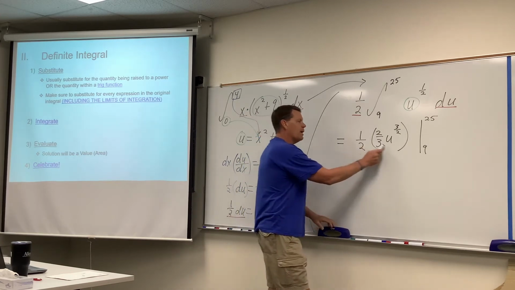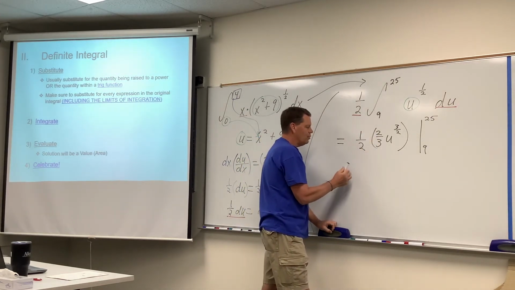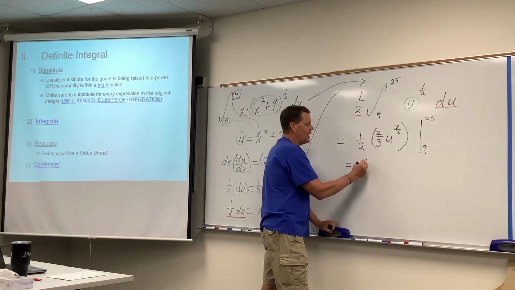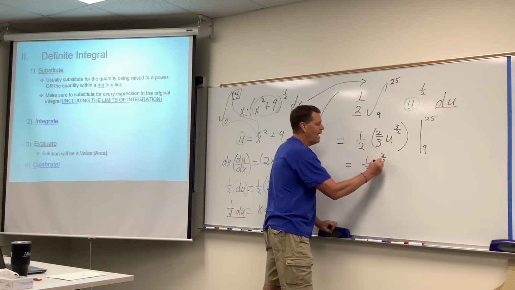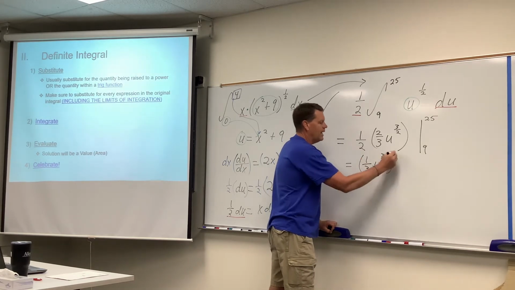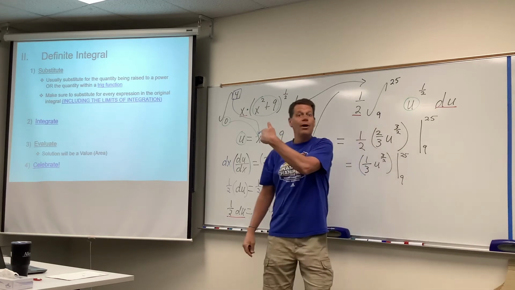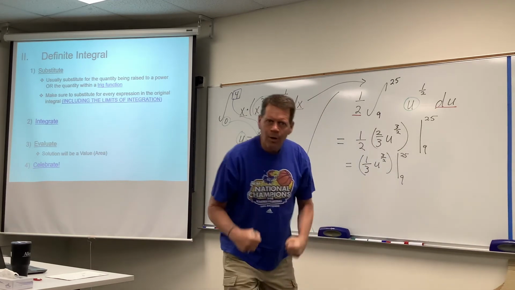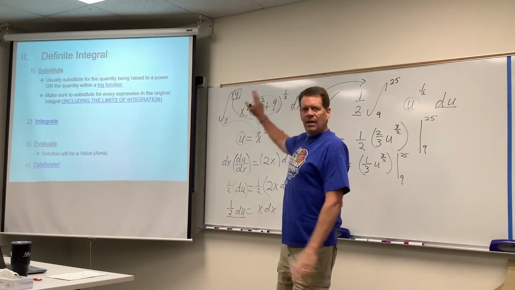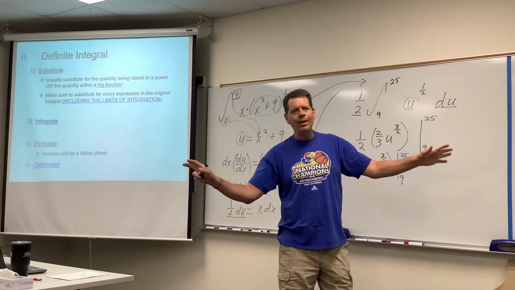I would then recommend that we go ahead and simplify this a little bit. I noticed that the 1/2 and the 2/3 could be multiplied out. That's 1/3 u to the 3/2. And again, to be evaluated from 9 to 25. Look at that. We're never going back to our x, are we? Never. We're definite about that. We're never going back. Goodbye, x. Never going to see you again. I'm running off with you and starting a brand new life.